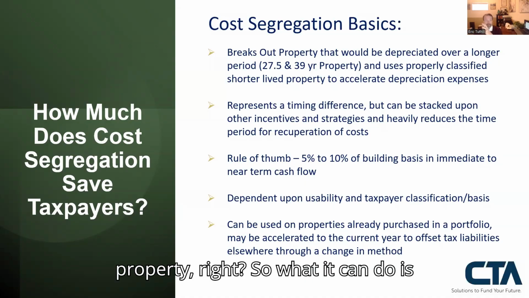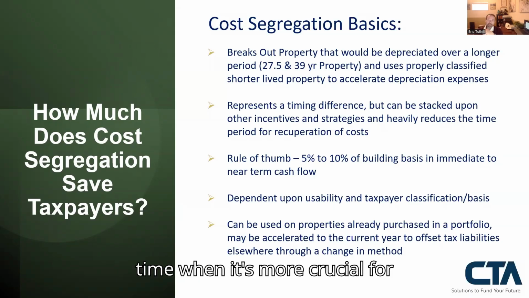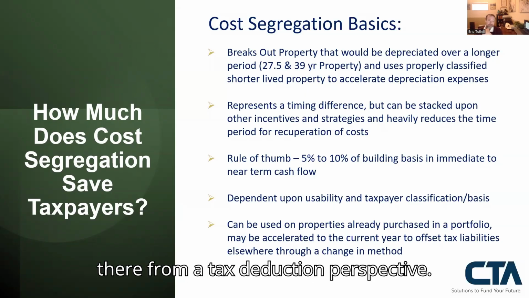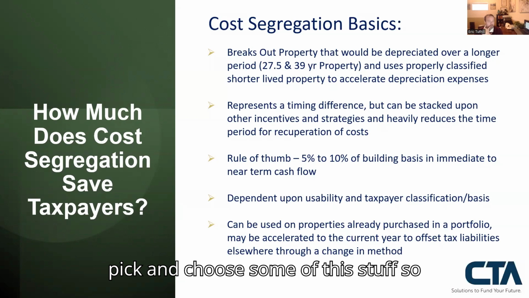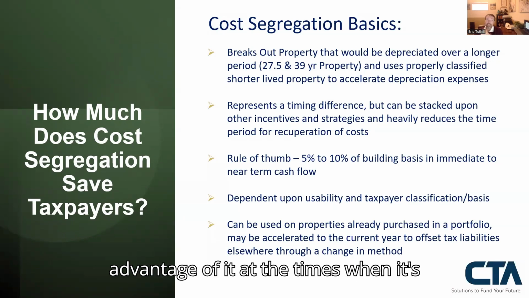So what it can do is essentially take that 27 and a half year and move it all up front and take it at a time when it's more crucial for your taxpayer. That's one of the coolest things that's out there from a tax deduction perspective. We're able to kind of pick and choose, and the law gives you the ability to pick and choose some of this stuff so that you can properly take advantage of it at the times when it's necessary to do so.